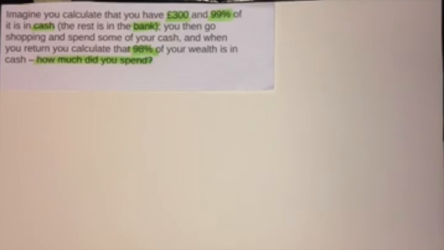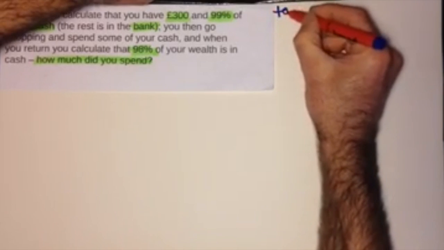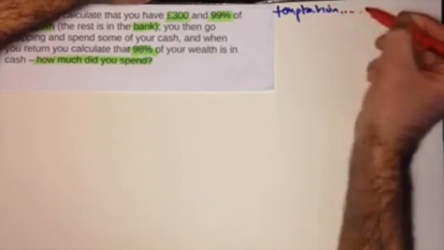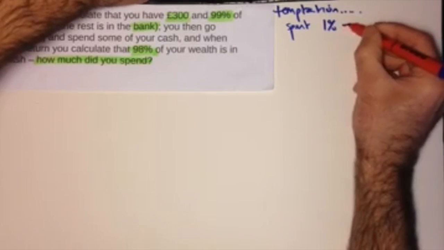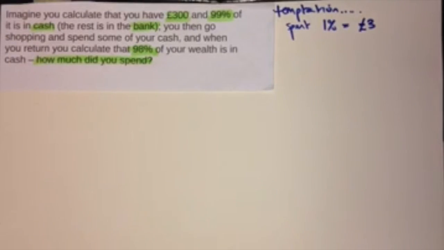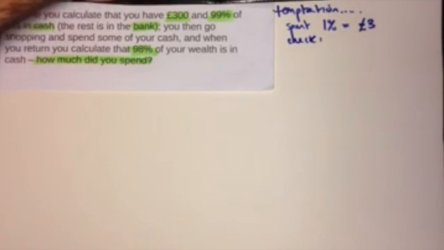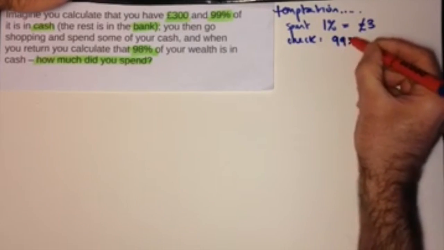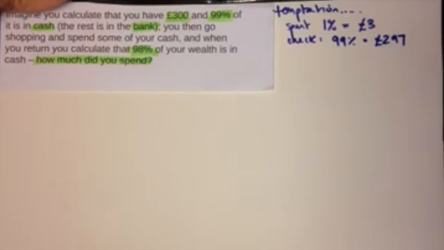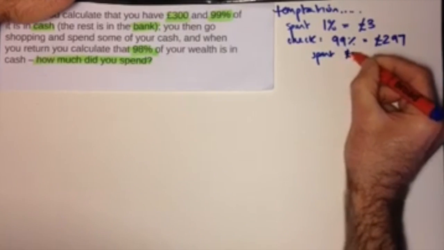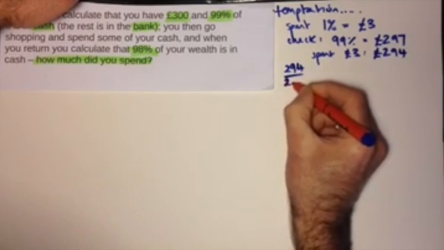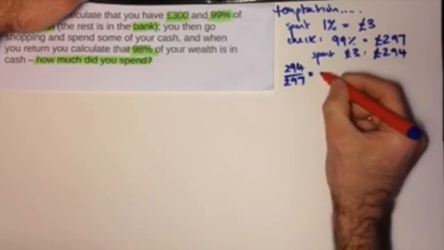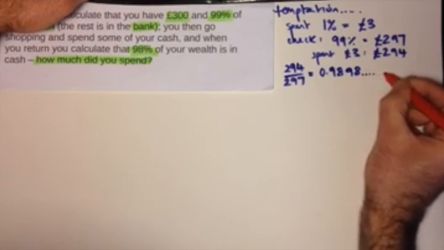It's a deceptive problem. It feels like we spent 1% of our cash, and that means 1% of £300. Surely the solution must be £3. That is, I'm afraid, percentages misleading us. If we try and check whether that works, the original 99%, which was £297, would be reduced to 294 if we spent £3. Is that 98% left? Well, 294 over 297 is in fact 98.98%, which isn't what we wanted.